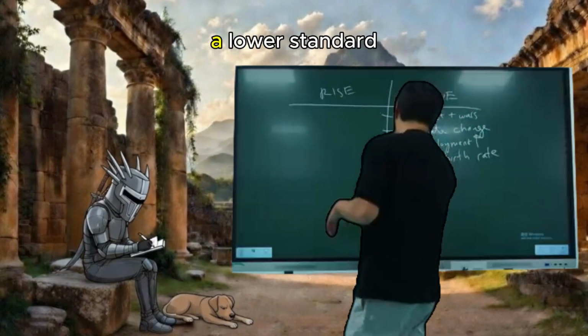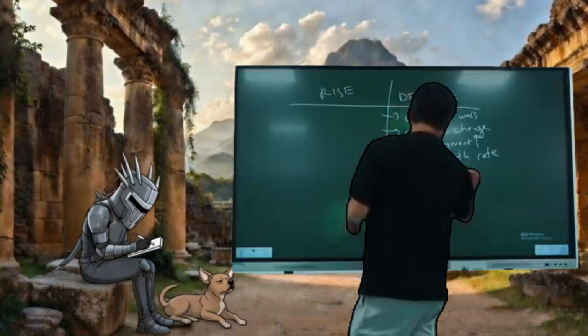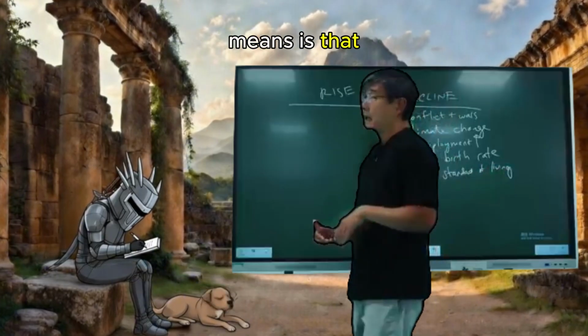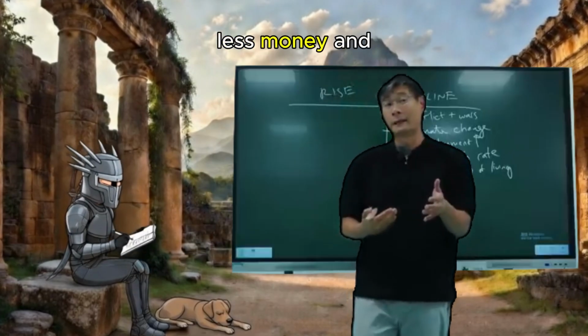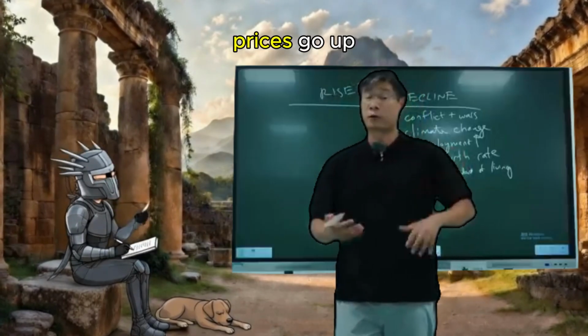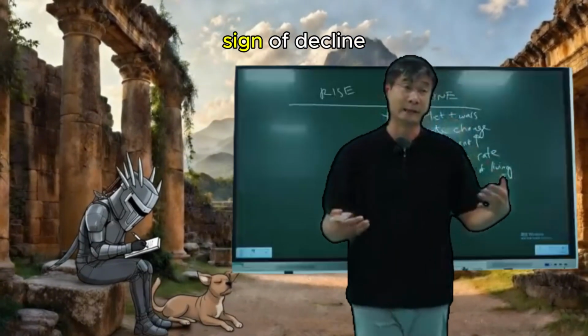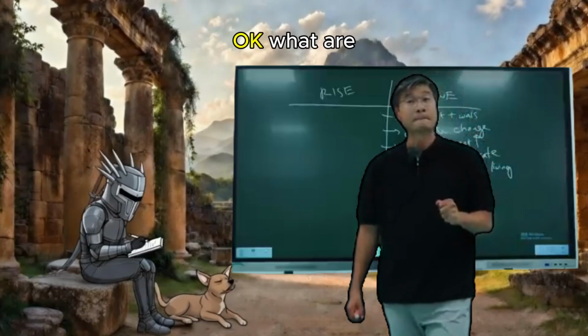Okay, you see a lower standard of living. Okay? And all this means is that inflation, right? So people make less money and they can afford less. Prices go up, but people's wages go down. So that's another sign of decline. Okay? What are some other signs?